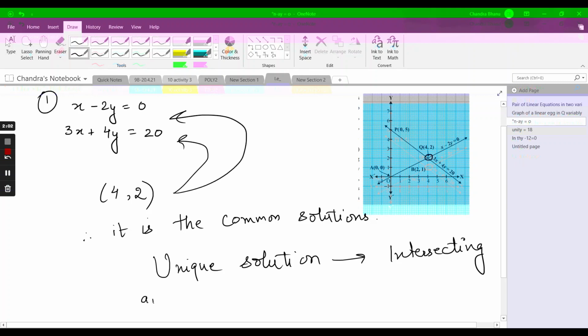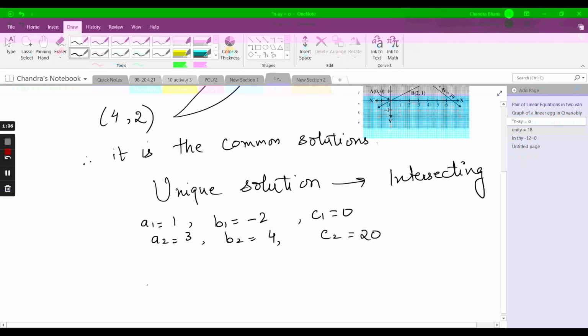What is my A1? A1 is 1, B1 is minus 2 and C1 is 0, A2 is 3, B2 is 4 and C2 is 20.